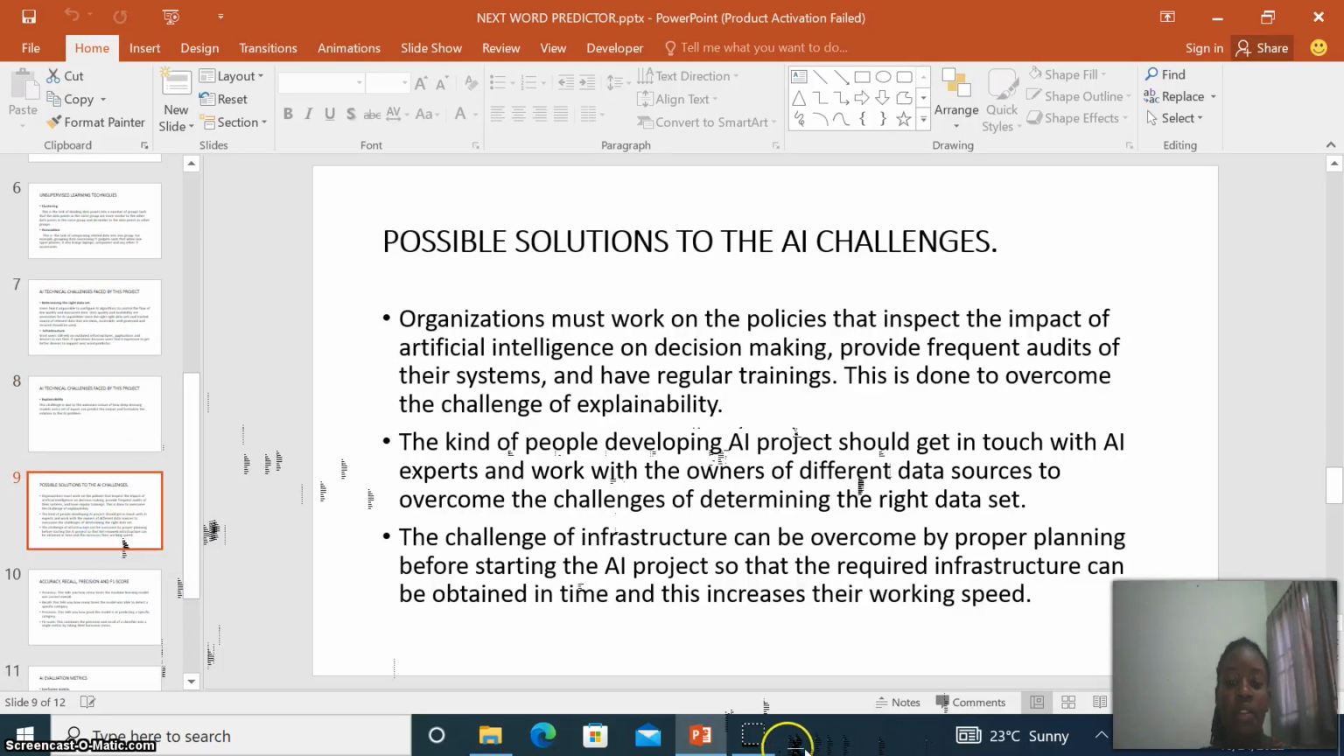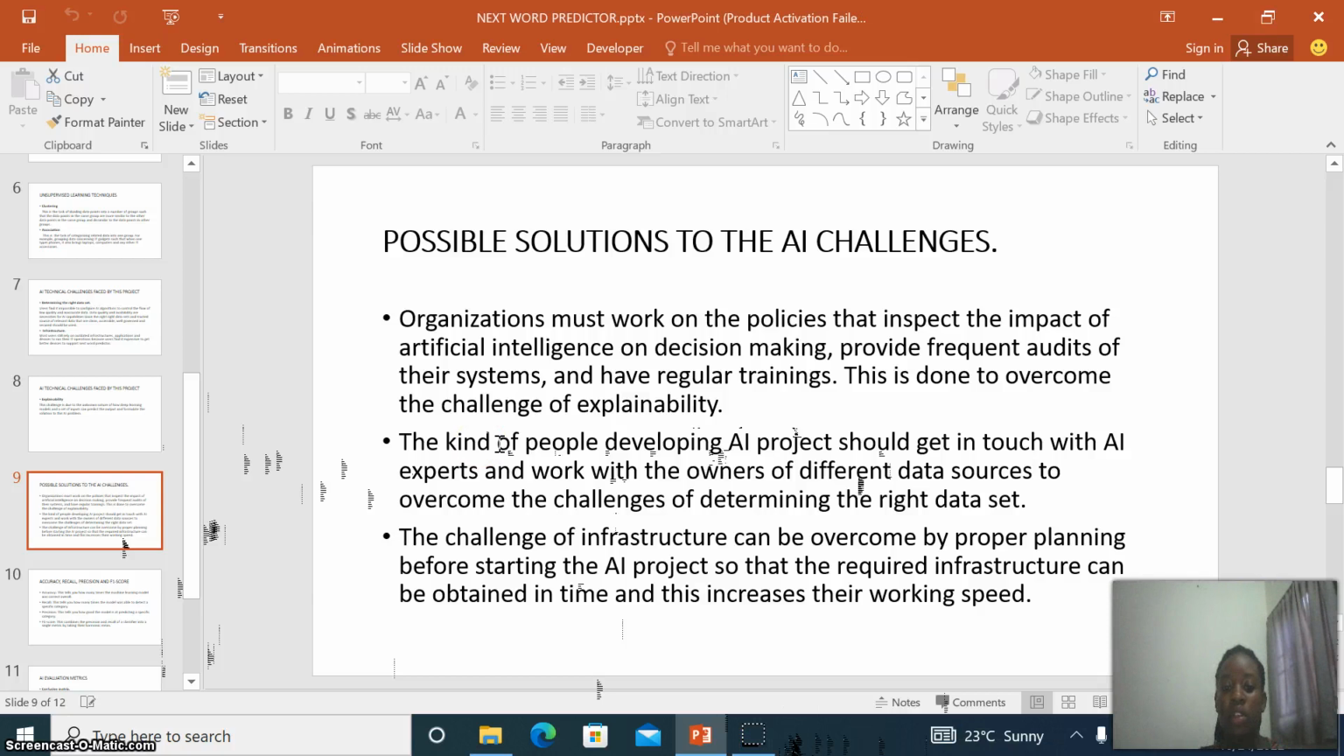And another one, so we have possible solutions to the above artificial intelligence challenges. So one, organizations must work on the policies that respect the impact of artificial intelligence on decision making, provide frequent audits of their systems, and have regular trainings. This is done mainly to overcome the challenge of explainability.